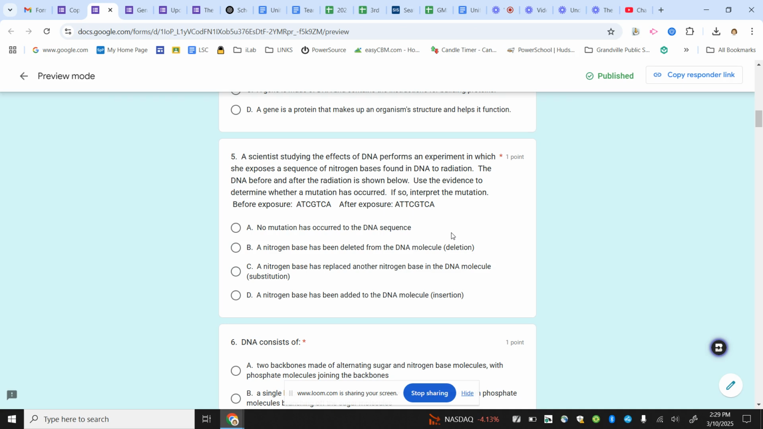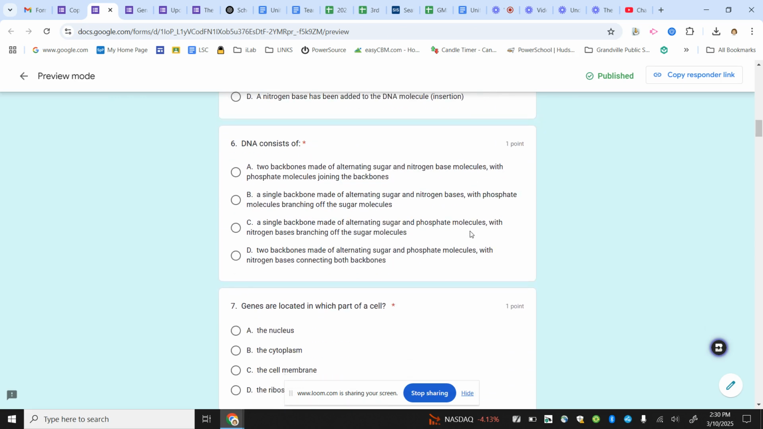A, no mutation has occurred to the DNA sequence. B, a nitrogen base has been deleted from the DNA molecule. C, a nitrogen base has been replaced. A nitrogen base has replaced another nitrogen base in the DNA molecule, substitution. Or D, a nitrogen base has been added to the DNA molecule, insertion.